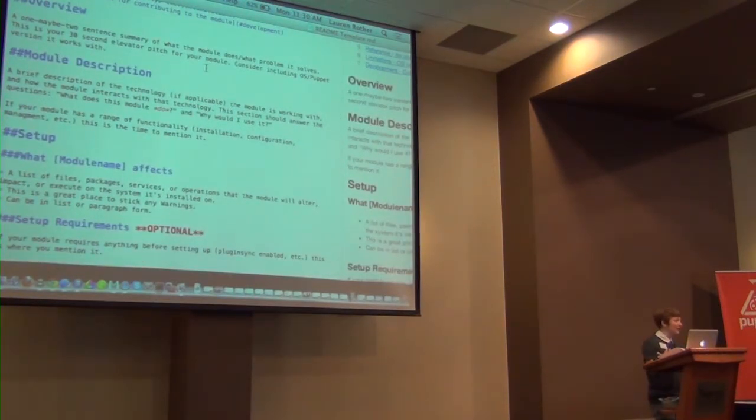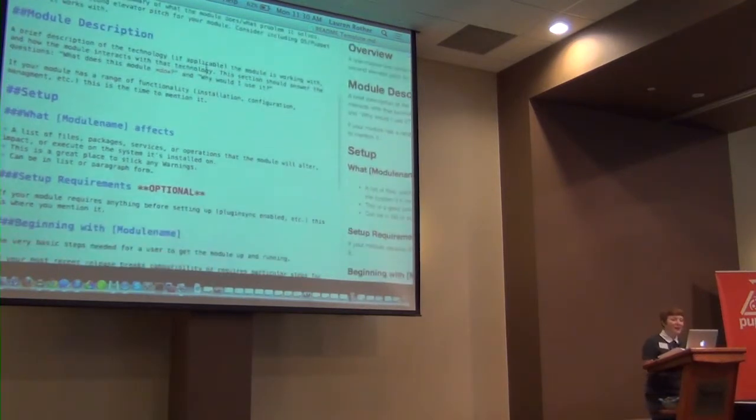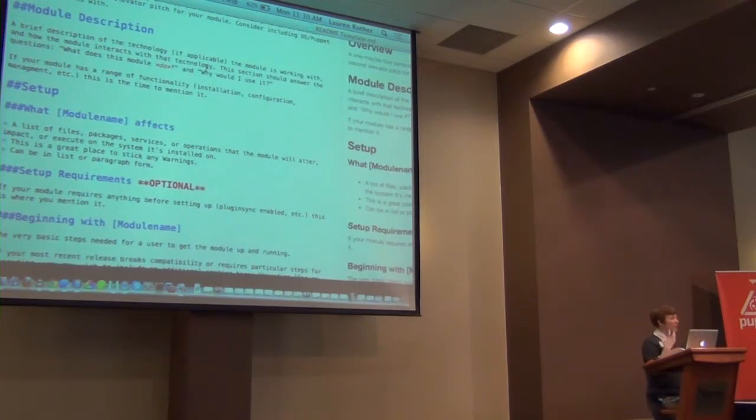The overview is your 30-second elevator pitch on the module, what it does, what it works with. This is a really great place to state up front that it only works with Linux systems instead of Windows, because that's always really sad when you install something and you realize it doesn't work. And then there's the description, which is where you can go into a little more detail. For instance, with Apache, we go into a little bit of detail about Apache itself and how the module interacts with it, so you have an upfront idea of what you're doing.